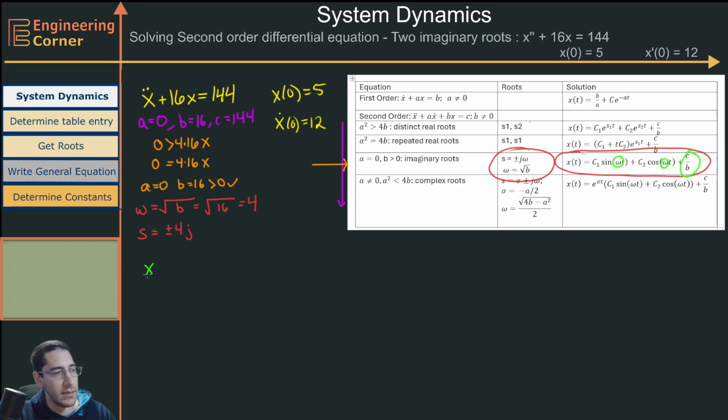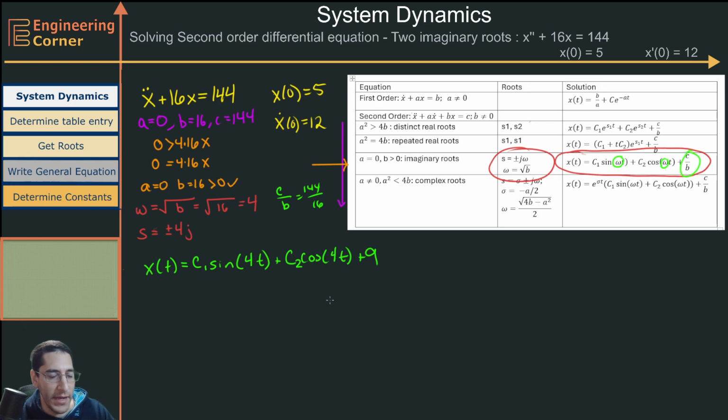So x of t is equal to c1 times the sine of 4, we know omega is equal to 4, times t plus c2 times the cosine of 4 times t plus c over b, which is 144 over 16. So c over b is 144 over 16, and that's equal to 9.